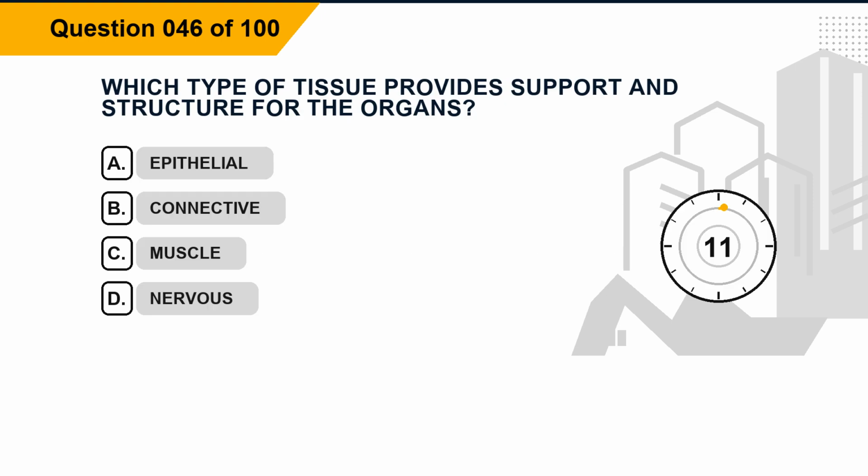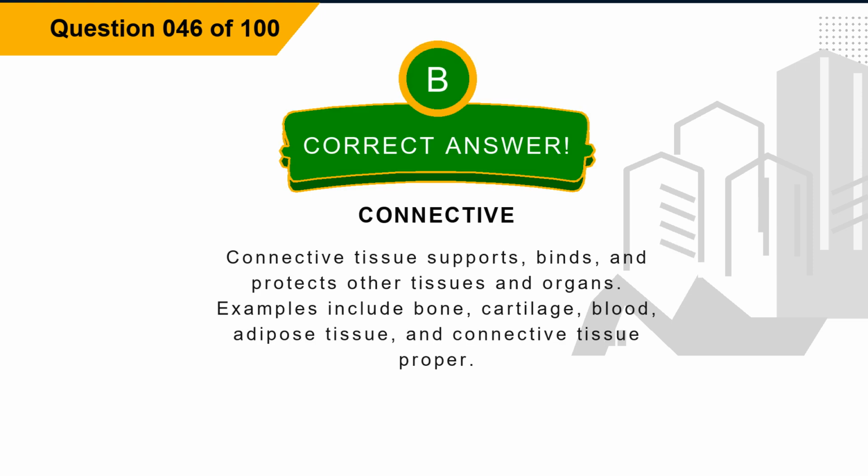Question 46. Which type of tissue provides support and structure for the organs? Option A, epithelial. Option B, connective. Option C, muscle. Option D, nervous. The correct answer is option B, connective. Explanation. Connective tissue supports, binds, and protects other tissues and organs. Examples include bone, cartilage, blood, adipose tissue, and connective tissue proper.